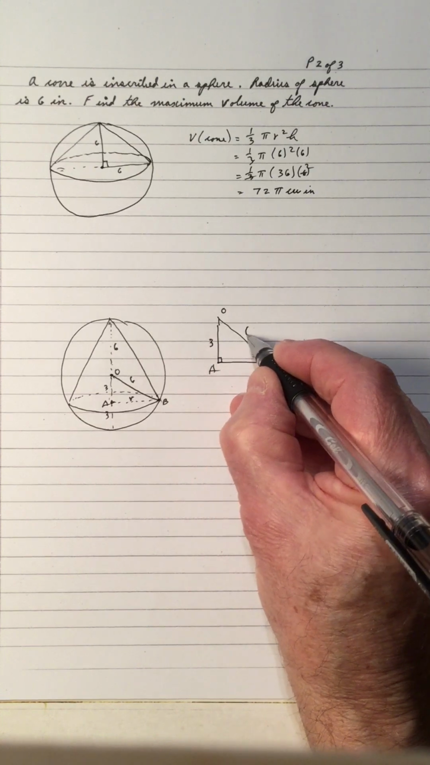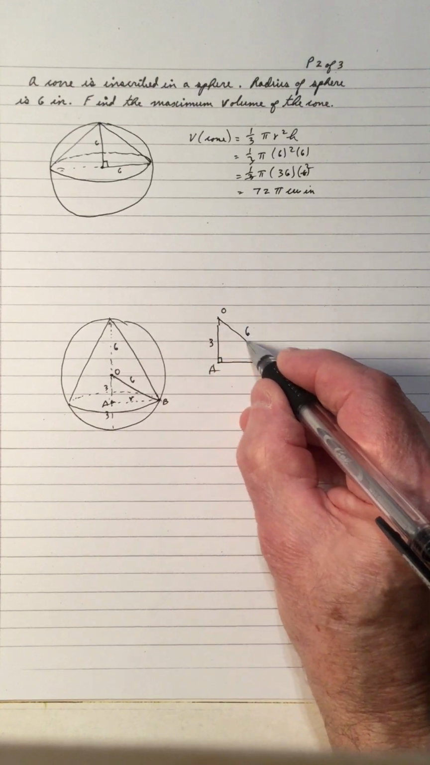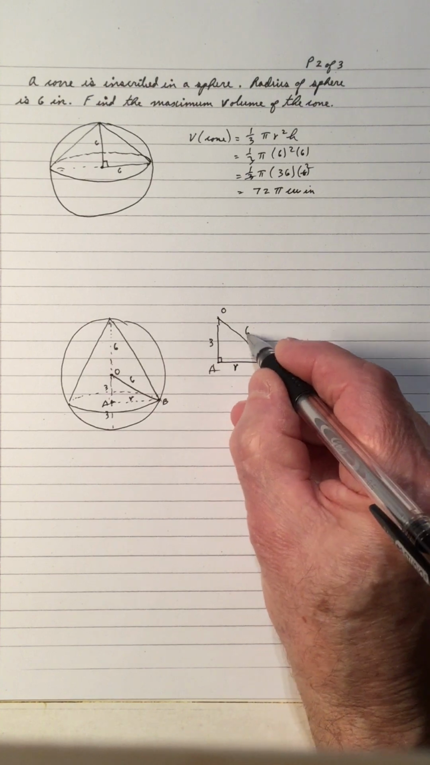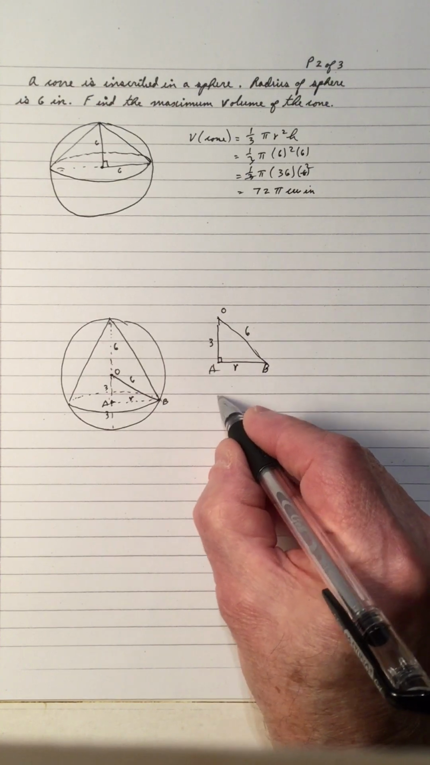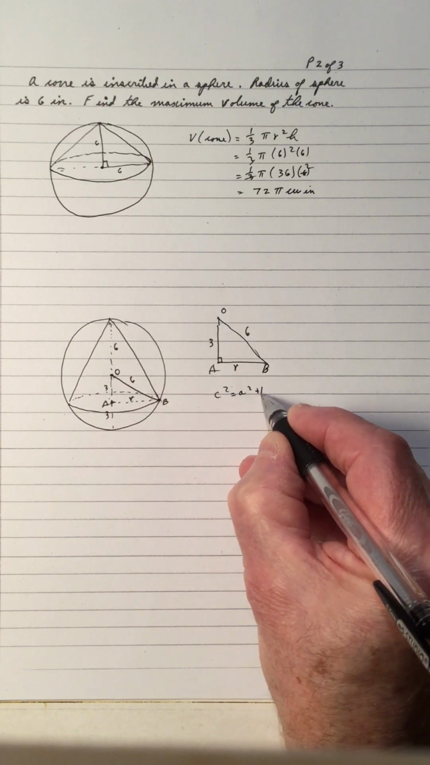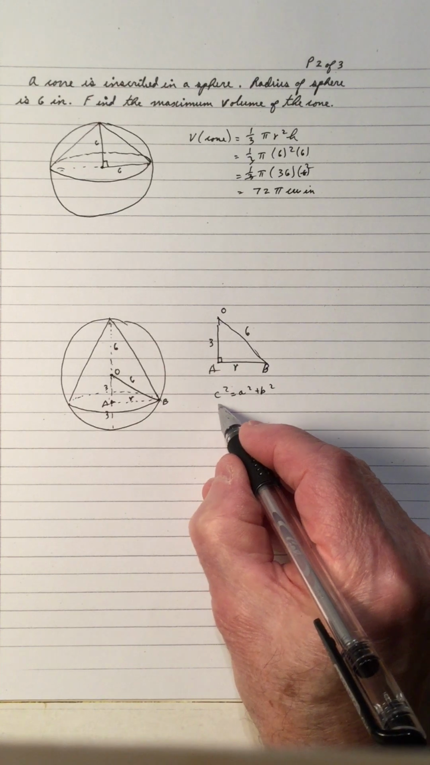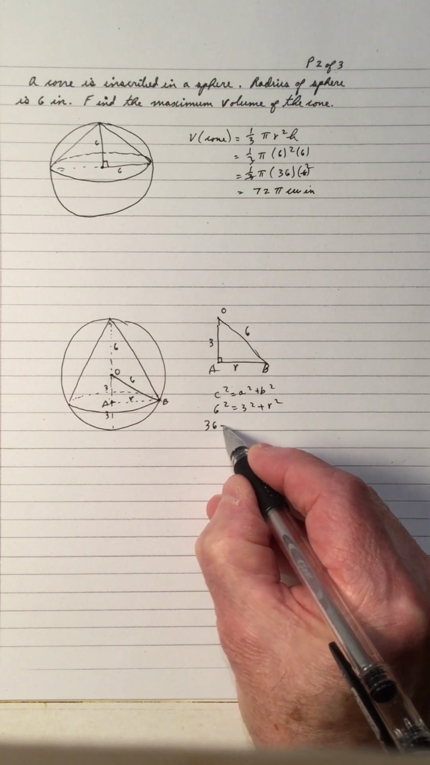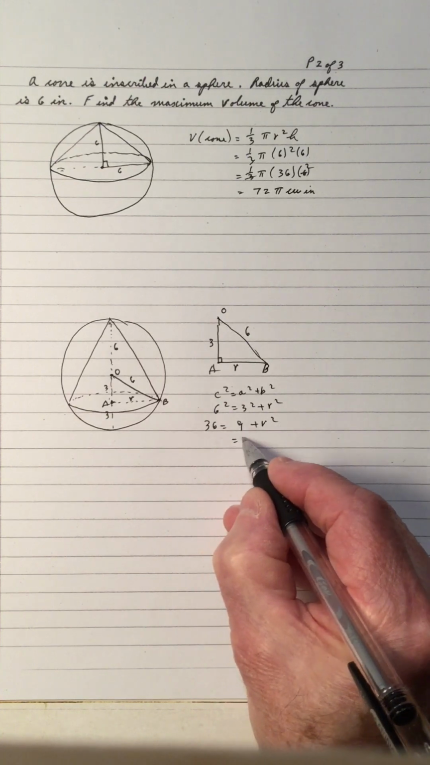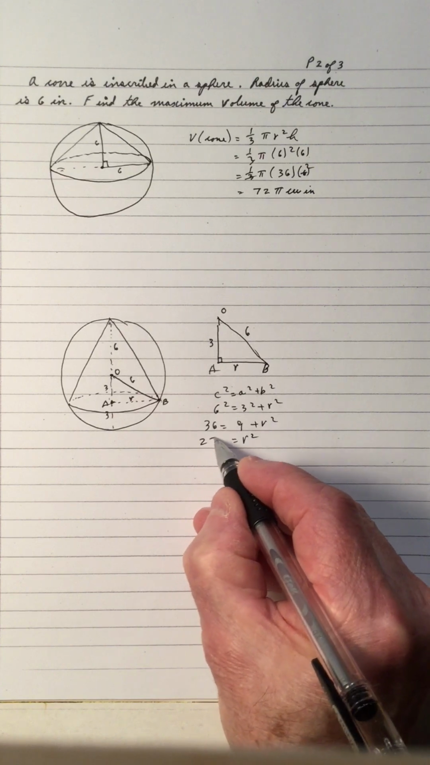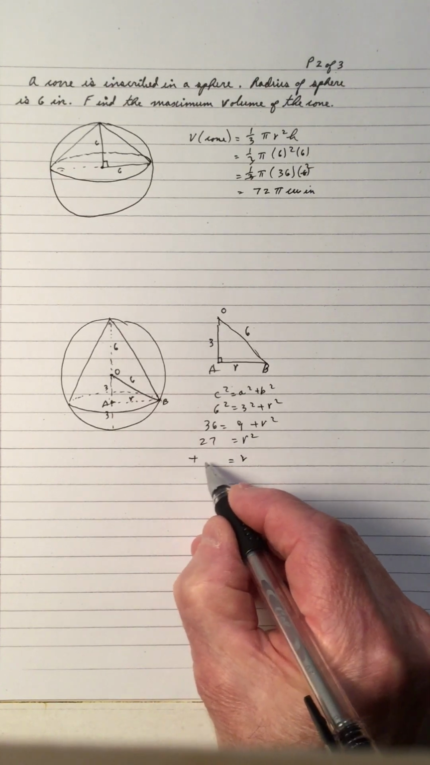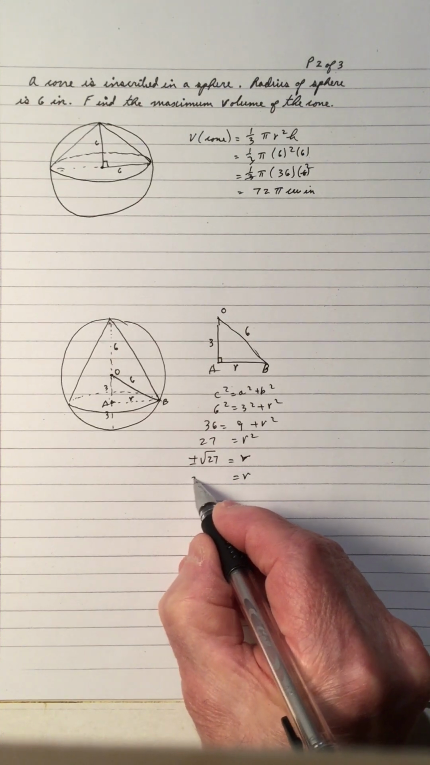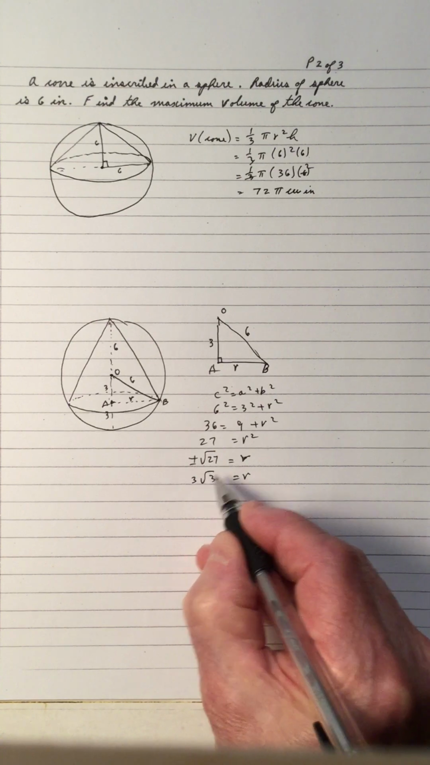So this is 3. This is the radius of the sphere, which is 6. So this is the radius of the cone. So we have c squared is a squared plus b squared, and we have 6 squared is 3 squared plus r squared. So that's 36 equals 9 plus r squared. So r squared is 36 minus 9, which is 27. So r is plus or minus the square root of 27, so r is plus or minus 3 root 3, but we can't take the negative.